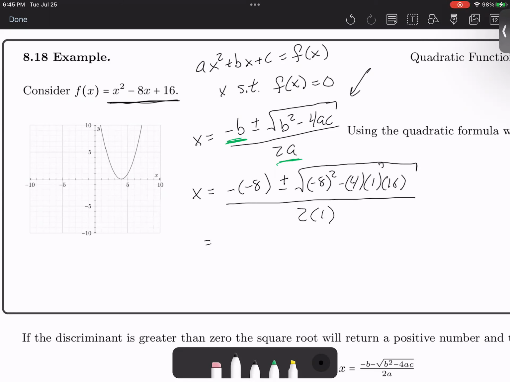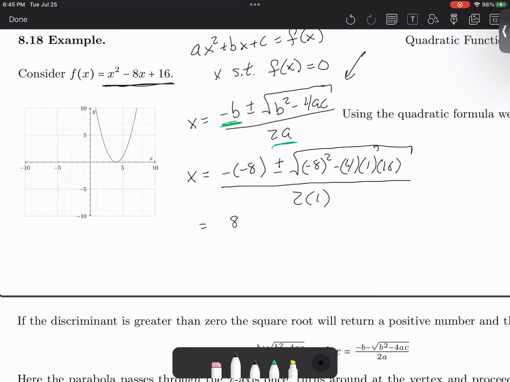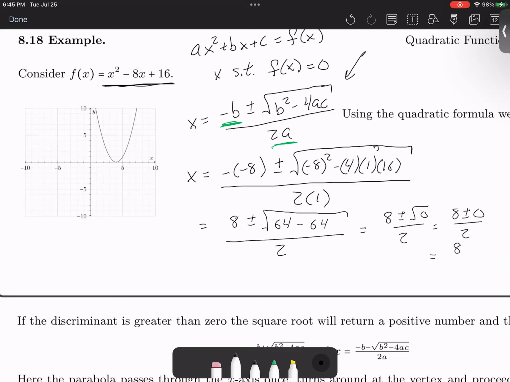Okay, let's run through the algebra. So we end up with 8 plus or minus square root 64 minus 64, all over 2. That gives us 8 plus or minus square root 0 over 2. 8 plus or minus 0 over 2. So that just gives us 8 over 2, right? Because plus or minus 0 is the same thing.